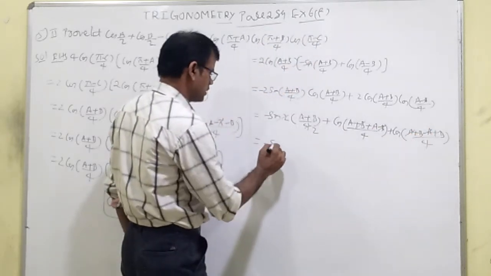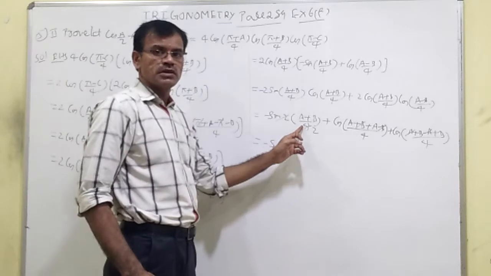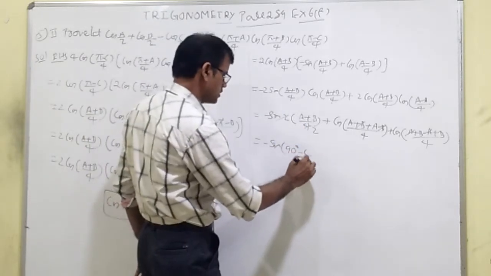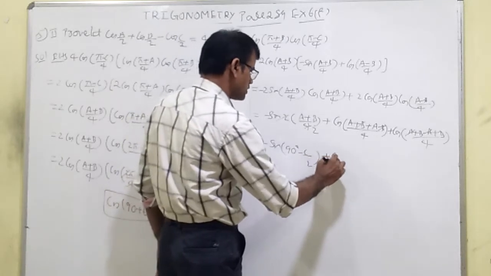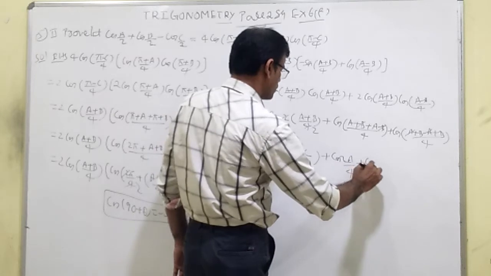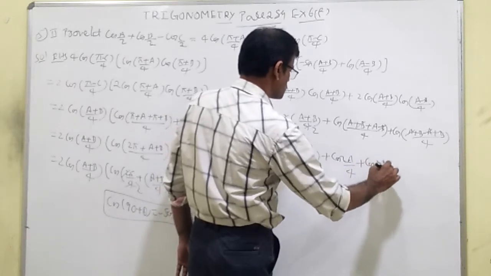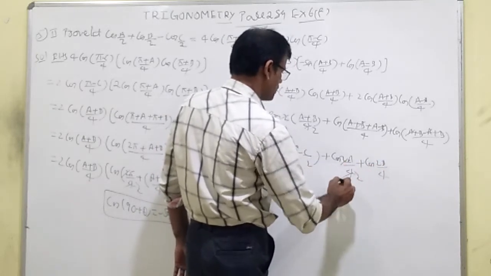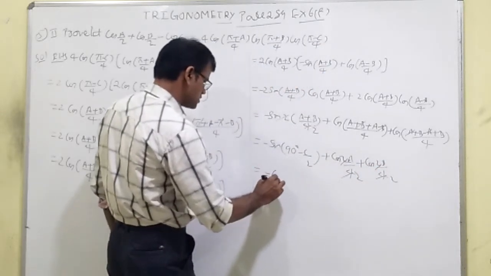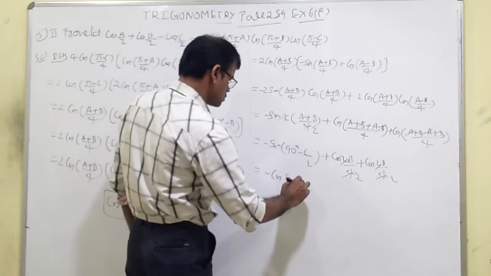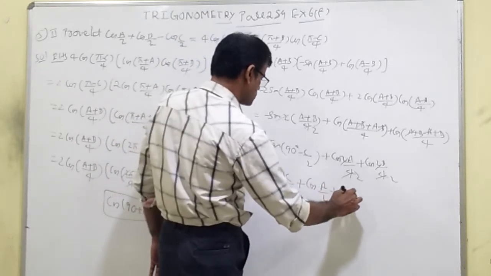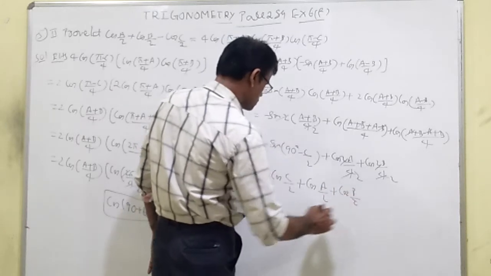That is equal to minus sin of, here we got (a plus b) by 2. You can understand here this is 90 degrees minus c by 2. Plus you can write here this is cos 2a by 4, plus this is cos 2b by 4. These two will get cancelled 2 times and this cancels 2 times. Sin(90 minus theta) becomes cos theta. So minus cos c by 2. Here we got plus cos a by 2 plus cos b by 2.